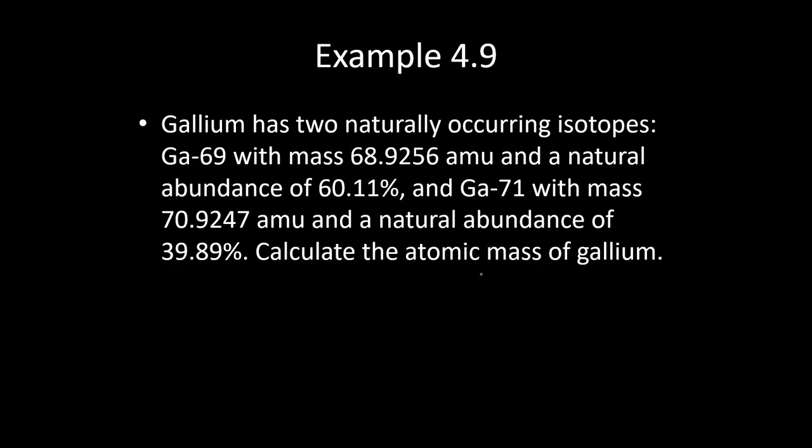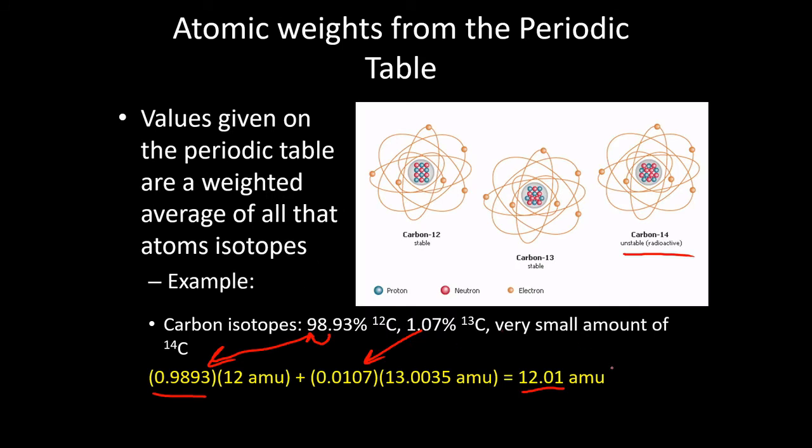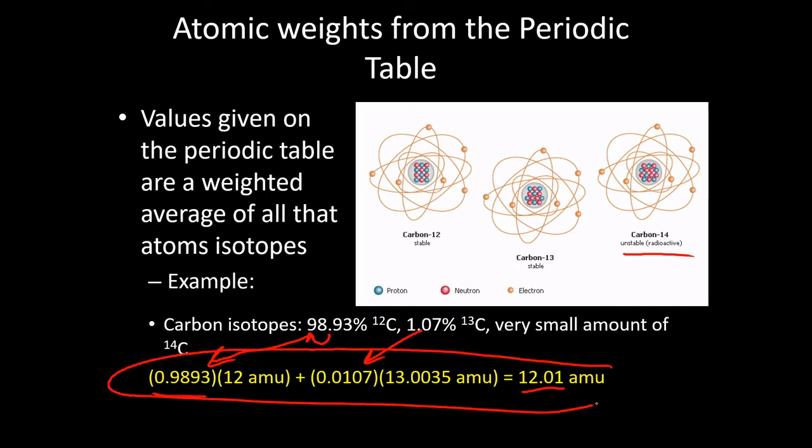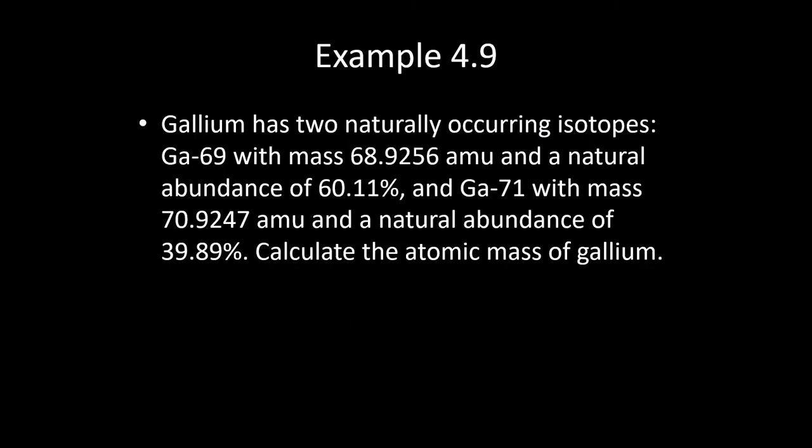So what we're doing here is the same thing we did here. We're just finding the atomic mass by taking the decimal form of the abundance, multiplying it by the individual mass of the isotope, and then adding all the isotopes together. So in this case, we only have two isotopes, just like with the carbon. So we'll do the gallium-69 first.